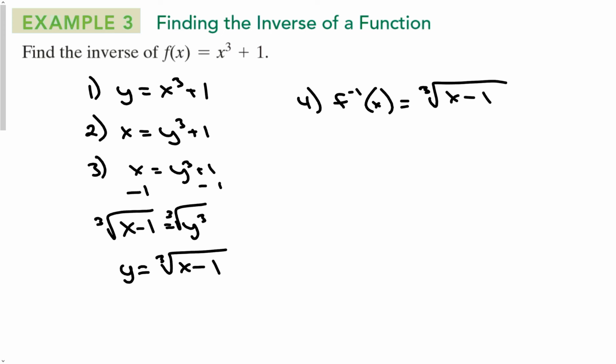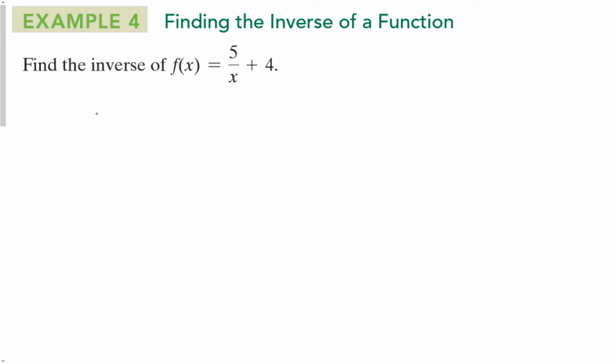Let's try a couple that are a little more complicated. So step one, y is equal to 5 over x plus 4. Step 2, switch x and y. So x is equal to 5 over y plus 4. Okay. Now I got to solve.